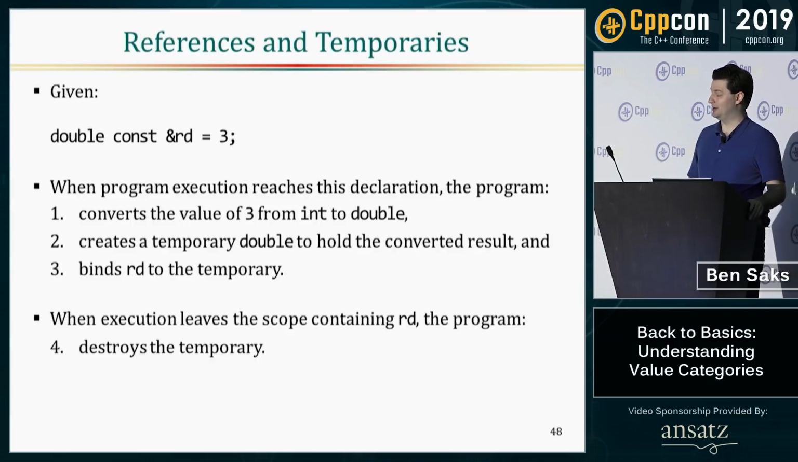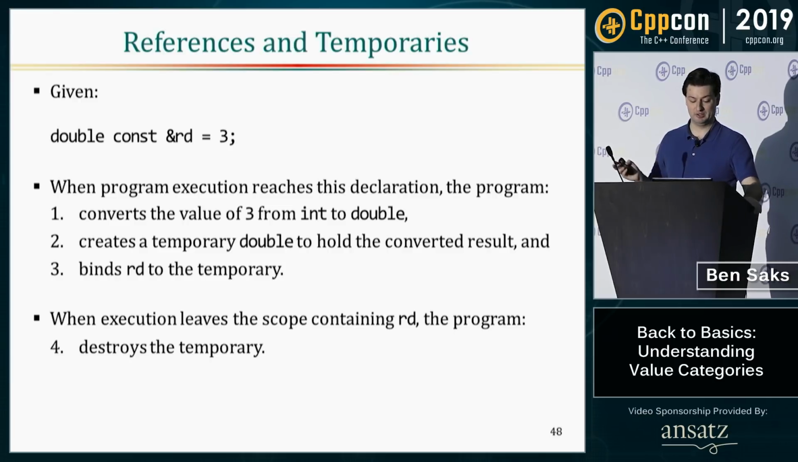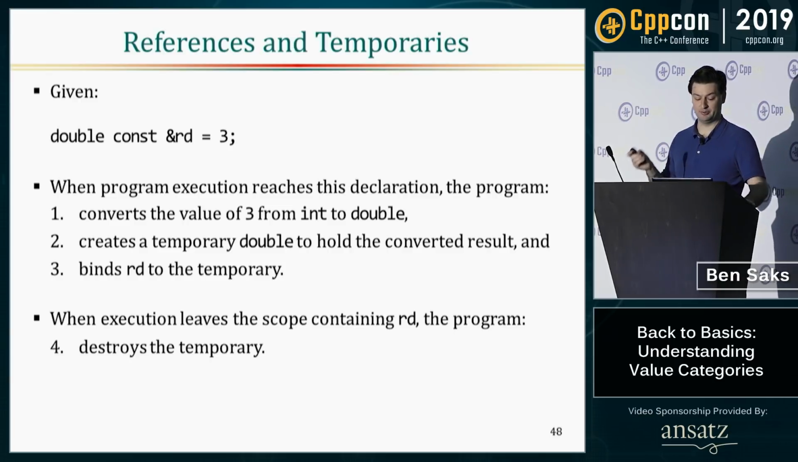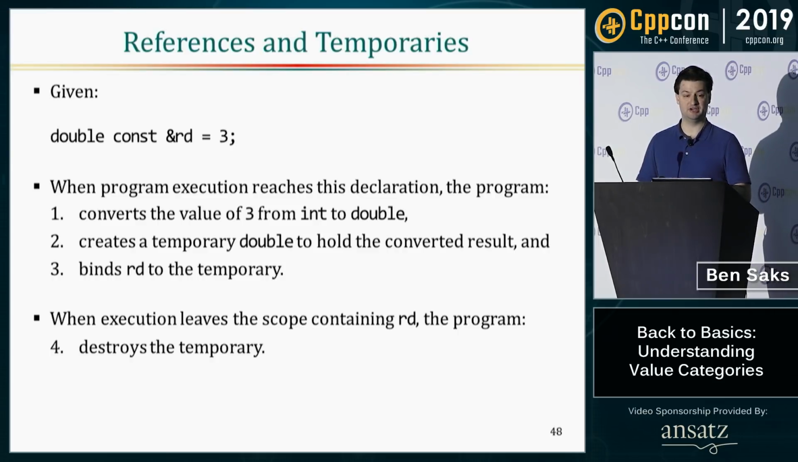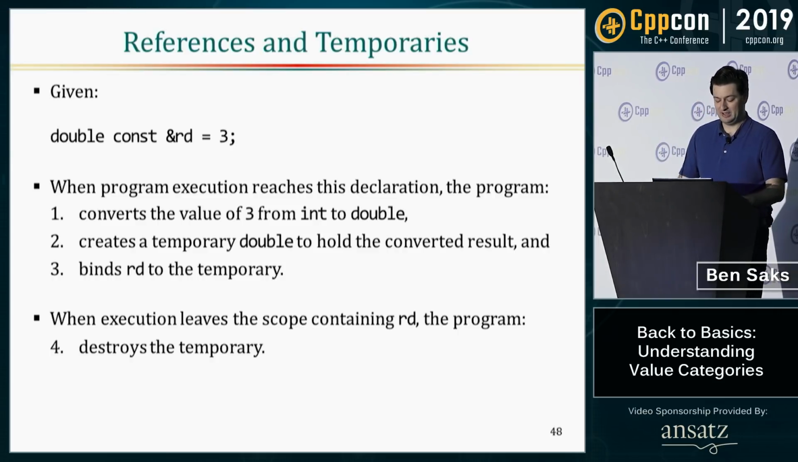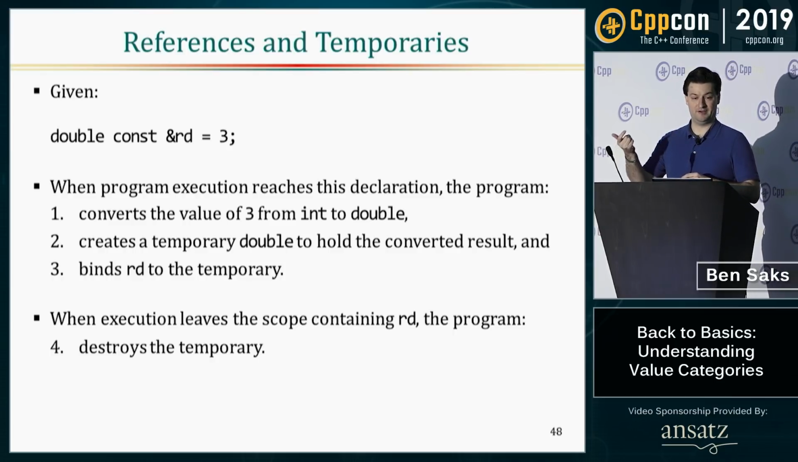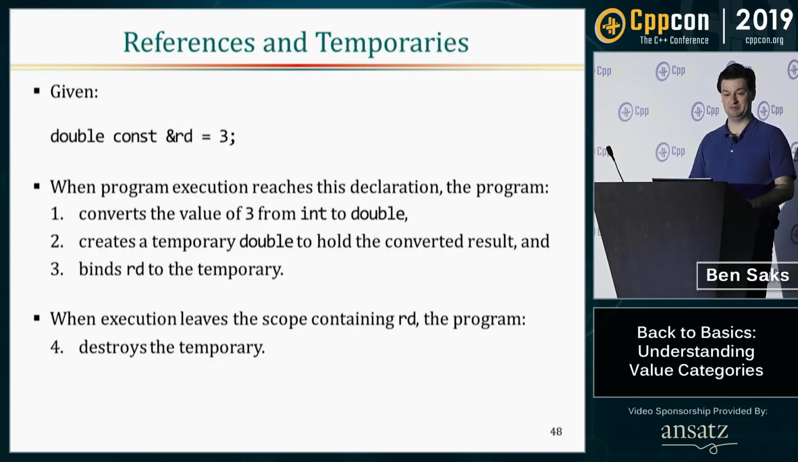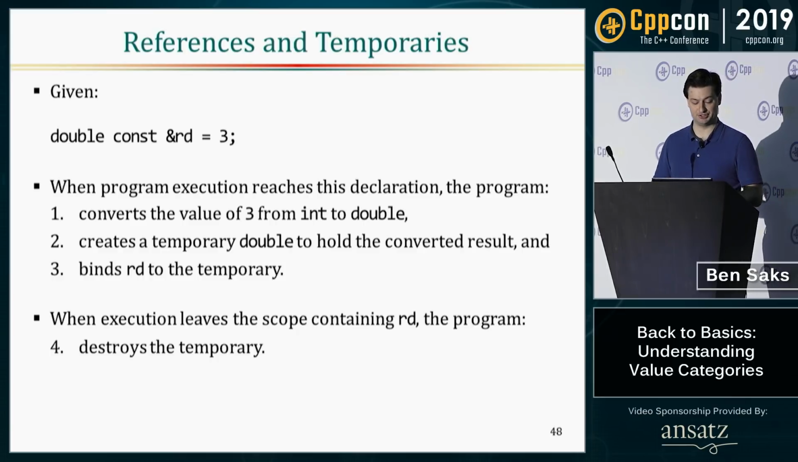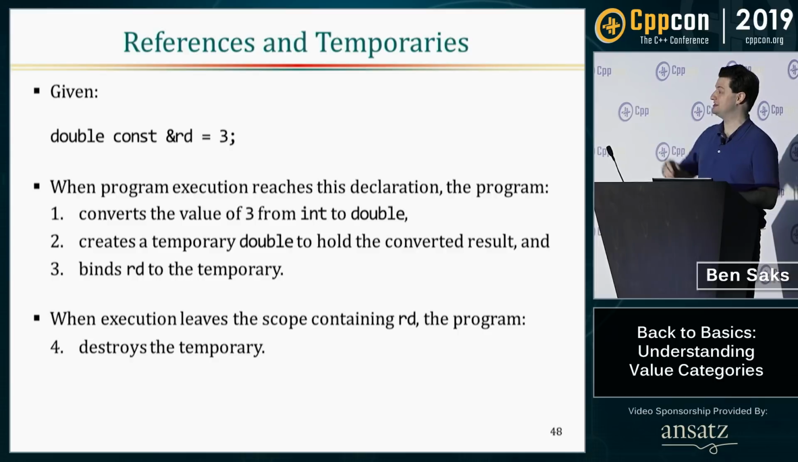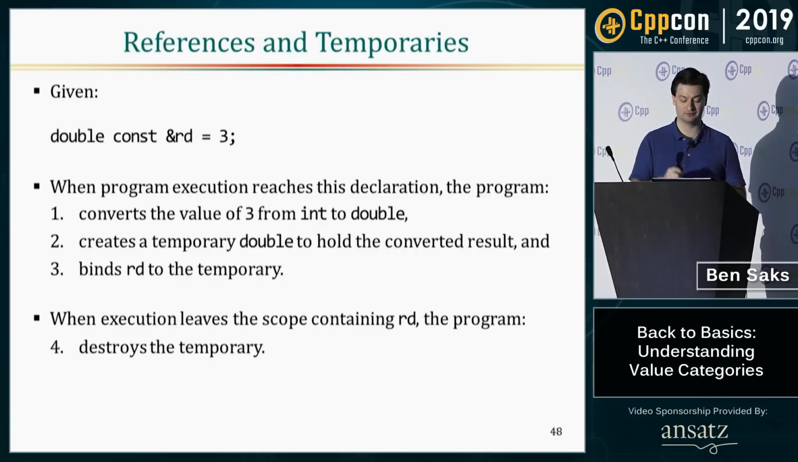So here's an example. I'm allowed to write a reference to a constant double, rd, and bind that to a 3. And the way that it would work is, 3 is of type int, so the compiler would first convert that 3 into a double with the same value. It would put that converted value into a temporary object of type double that holds the result of that conversion, and then it would bind rd to that temporary object. That temporary object would last as long as the reference rd lasts. When rd is destroyed, the temporary is also destroyed.